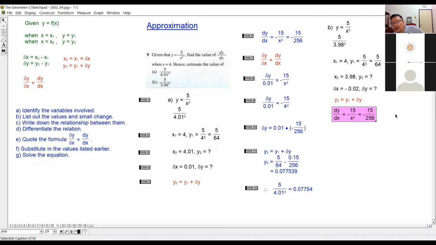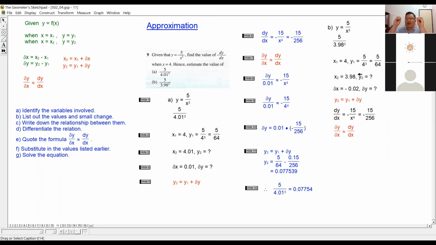Delta y over delta x equals to dy dx. Very good. So the next step is delta y over delta x equals to dy dx. Correct. Then you substitute everything inside. So what we have been doing so far is just prepare the ingredients. This delta y is how much? Delta x is how much? x is how much? y1 is how much? And so we just prepare the ingredients.